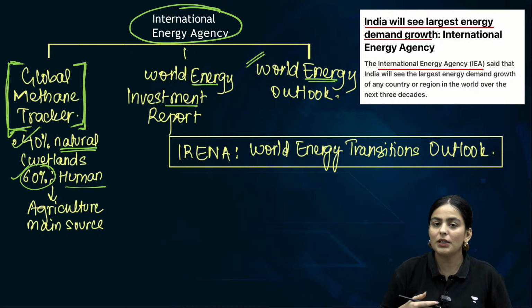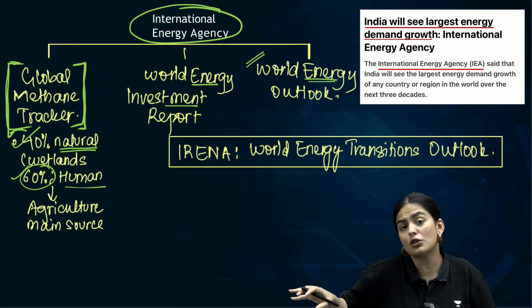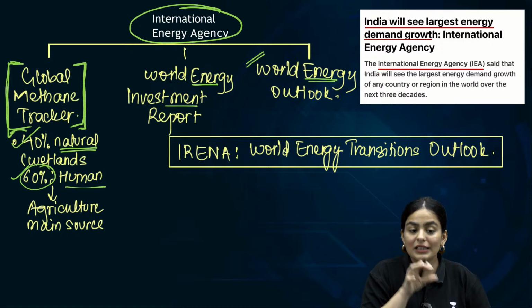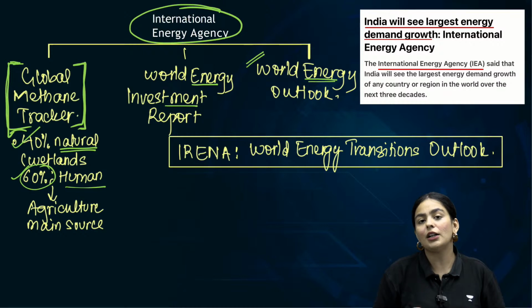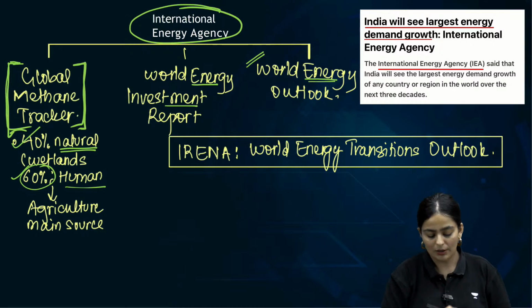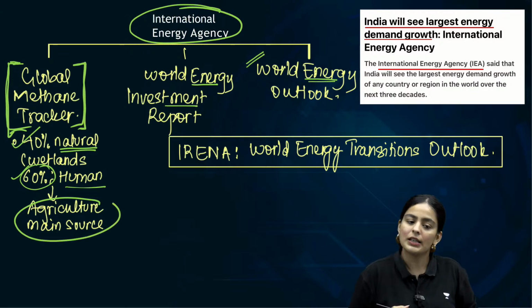So if there is a statement that according to the Global Methane Tracker, the majority of the methane emissions are attributed to natural sources, that is incorrect. 60% is human, and in that 60%, agriculture contributes the most. The second is of course your energy sector.